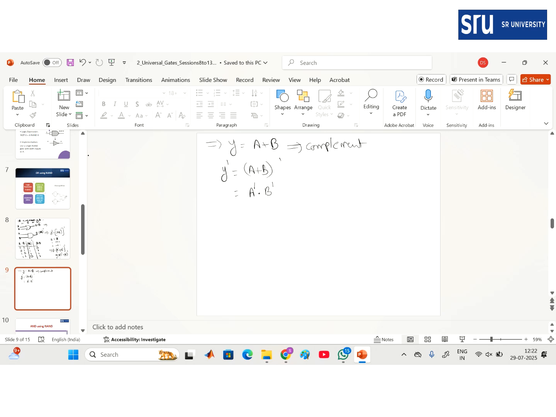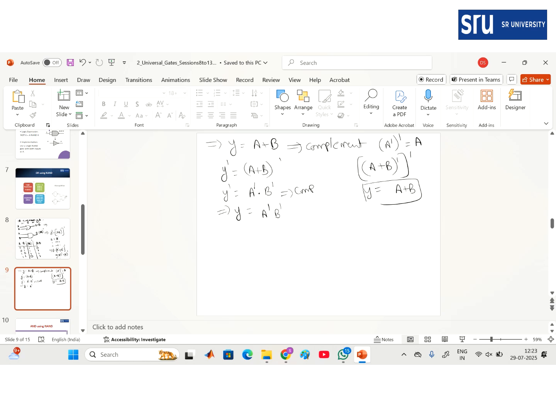So this is Y bar. If I apply double complement, we know one property: A bar complement, double complement, is A, right? Similarly, I am applying one more complement here. Again apply complement. Why? Because if I apply the complement to the double complement of this expression, I will get A plus B, same as my OR gate output expression, right? So same property I am applying here.